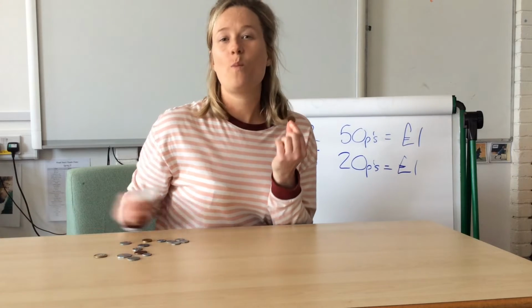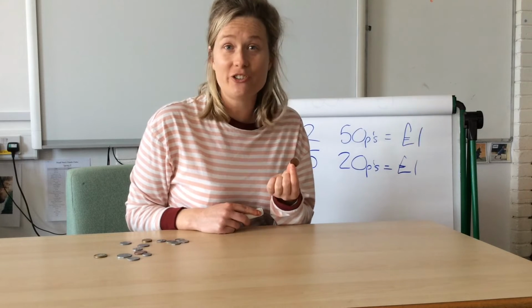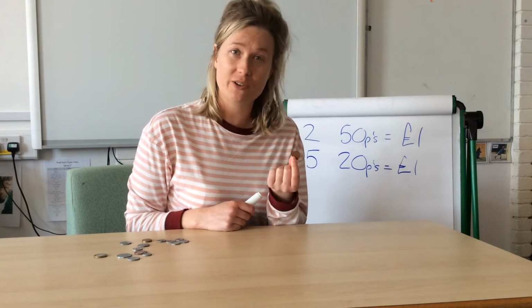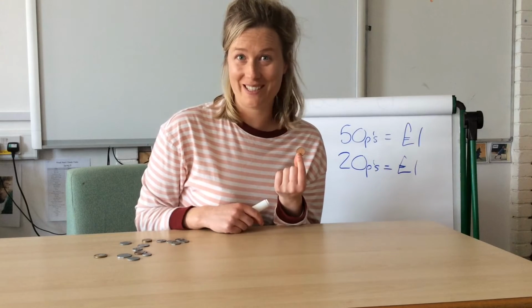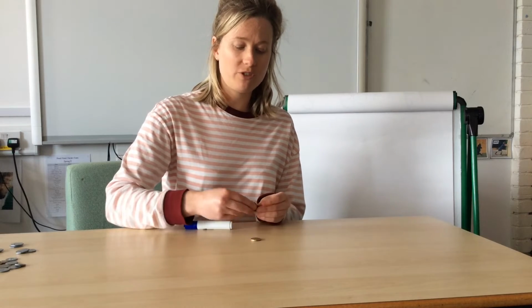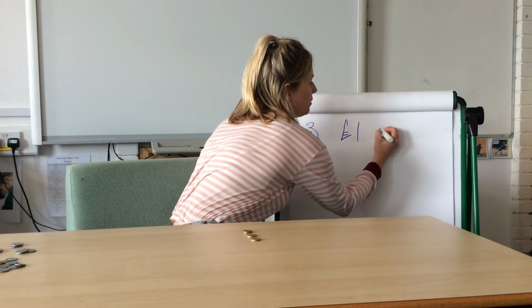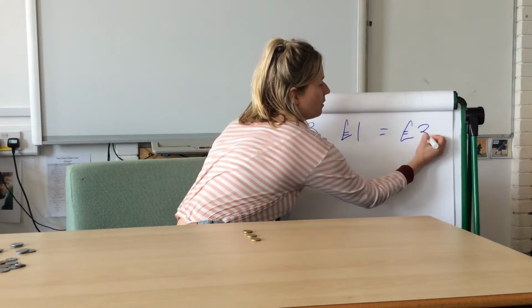How many 1p coins would I need to make 100? That's exactly right. 100 1p coins I would need to make 100 pennies or £1. And I don't have 100 pennies to show you. Well done, Year 3. Your next challenge is to find how many pennies or coins you can make to make £3. Now, how many £1 coins do you need to make £3? Yes, the answer is £1, £2, £3. You need 3 £1 coins to make £3. So 3 £1 coins equals £3.